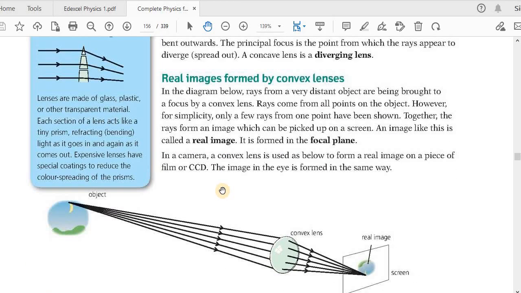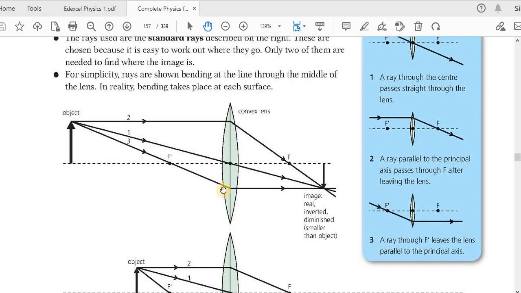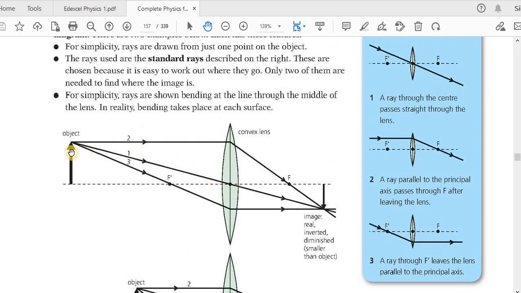When we draw a real image formed by a convex lens, we can draw three lines. One line, very easy, has to be parallel to the principal axis. This dashed line here is the principal axis. So parallel to that, then it gets refracted. Once it gets refracted, we have to draw it passing through the center of the lens.